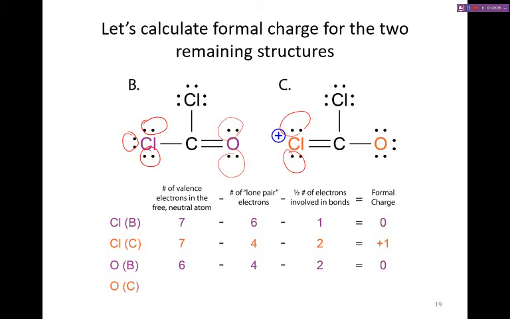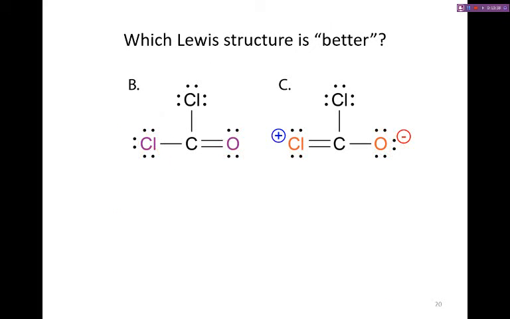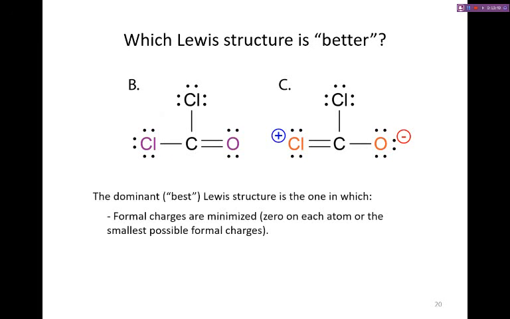Finally, the oxygen that is orange, 6 normal electrons in its valence. It has 6 in its lone pairs, and then 1 from the bonds, which gives it a formal charge of -1. So the question of which structure is better comes down to determining the formal charge. In order to have the best Lewis structure, we want to minimize the formal charges. And so that means that the Lewis structure on the left is going to be best.